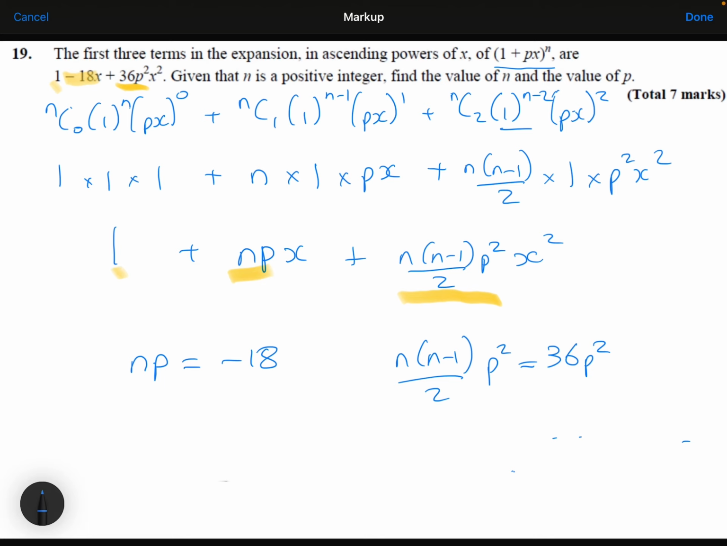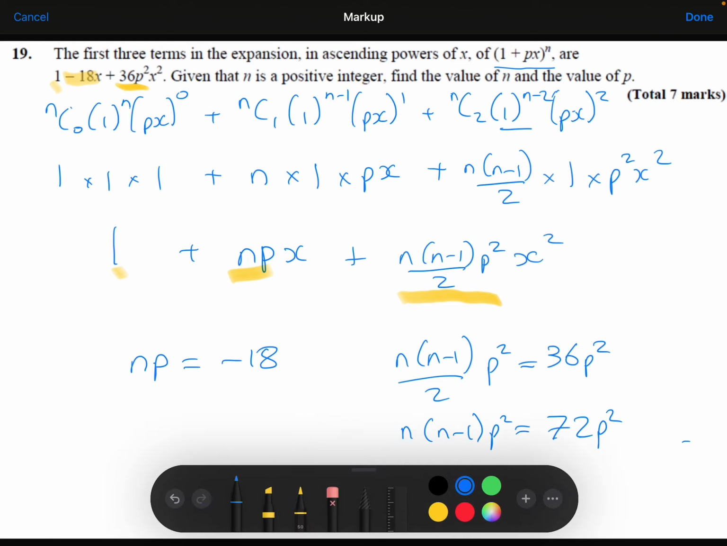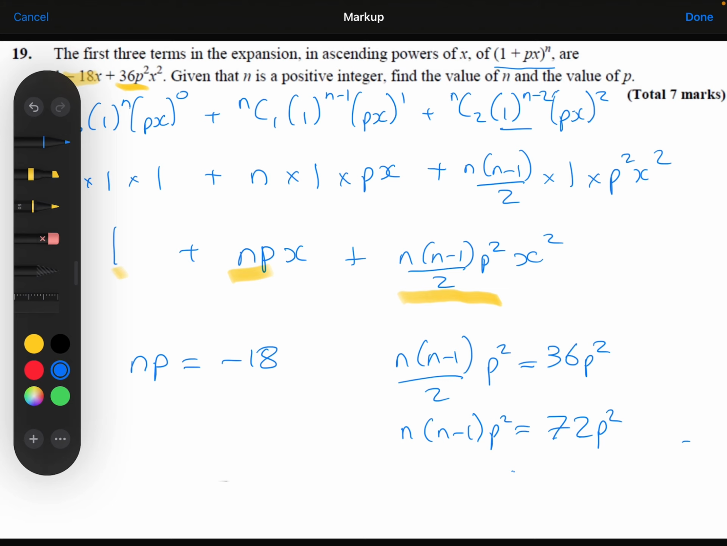Right, let's focus on this second equation. Let me times both sides by 2 to get rid of this fraction. So the 36p squared times 2 is 72p squared. I can divide both sides by p squared and cancel those out to make my life a little bit easier. I know p can't equal 0 in this case, so I'm allowed to do that. So n times n minus 1 equals 72.